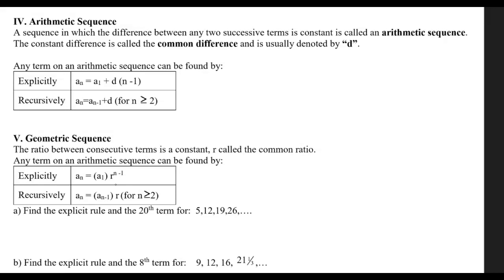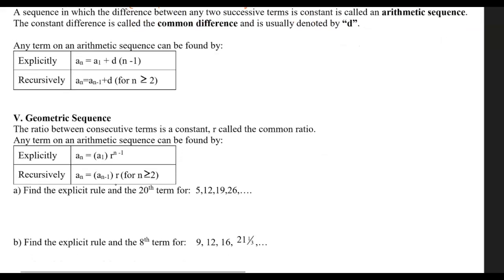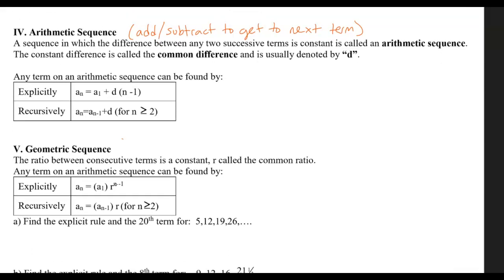Okay. Bottom line, arithmetic is when you add or subtract to get to the next term. Geometric is when you multiply or divide. But I say multiply or divide, but it's always going to be multiply. Like if you say, oh, you're dividing by 2, you're actually multiplying by a half, if that makes sense, okay? Multiply to get to the next term.